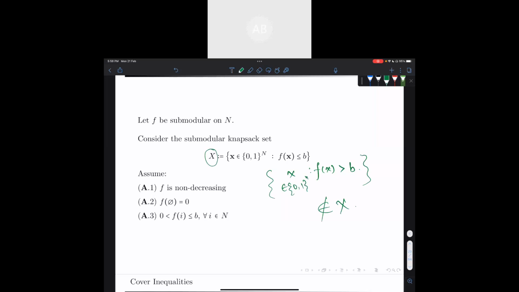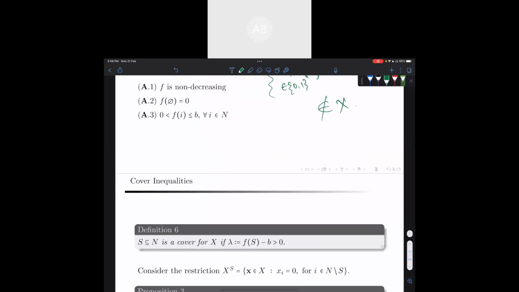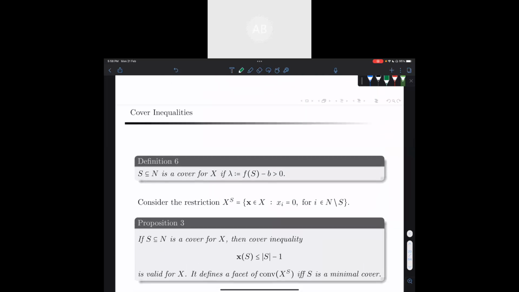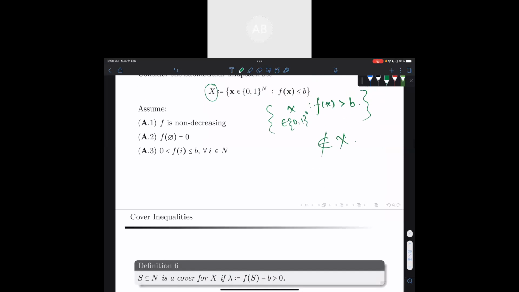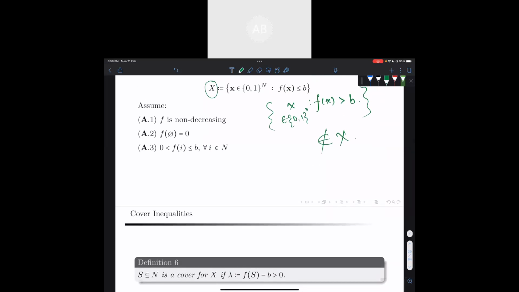So now that gives you some idea that if you do find a solution through some way, which is an infeasible solution, what can you say about that? We call that infeasible solution a cover for X, right? So a subset S of N is a cover for X if f of s minus b is greater than 0. It's strictly positive. So f of s is greater than b. So that's an infeasible solution.